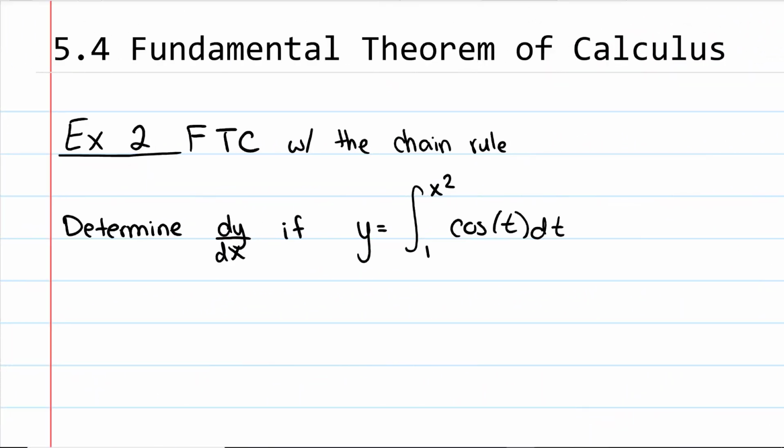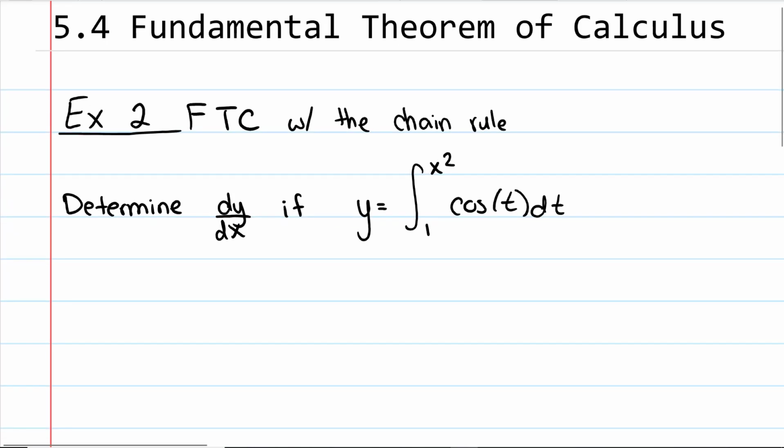Example 2. Using the fundamental theorem of calculus with the chain rule. In this problem, we want to determine dy/dx if y is equal to the integral from 1 to x squared of cosine of t dt. The problem here is that the upper limit is not just x, it's x squared. So what we need is that to be a variable of the single power.